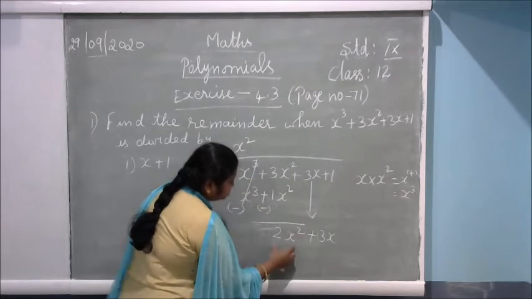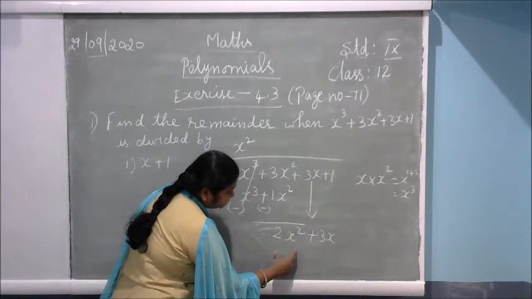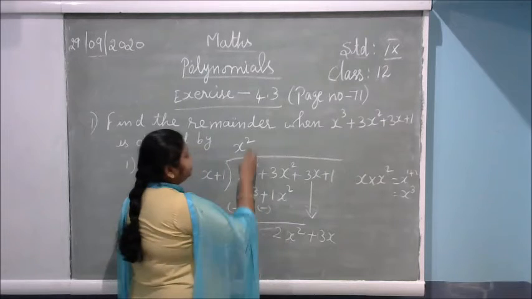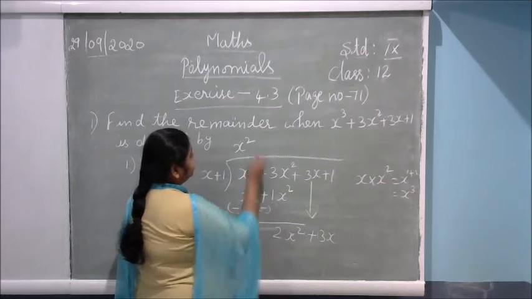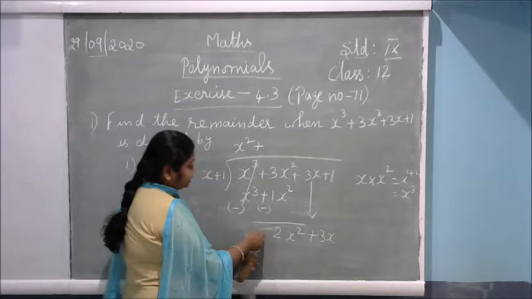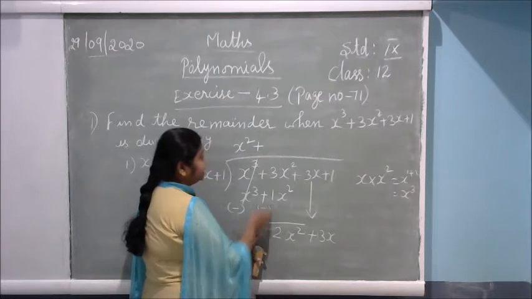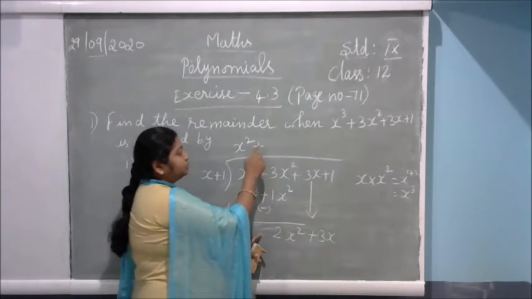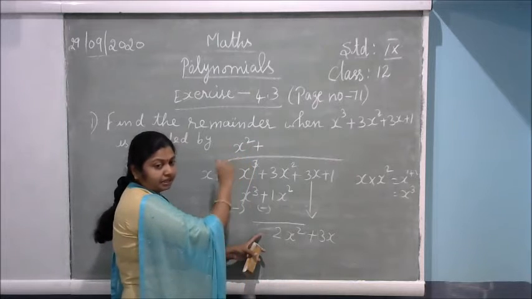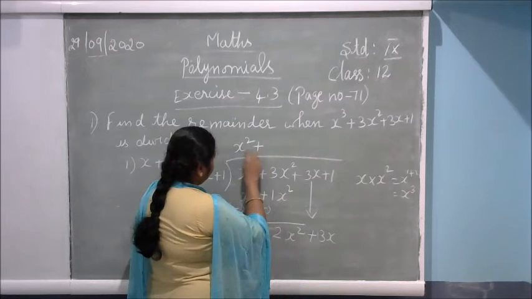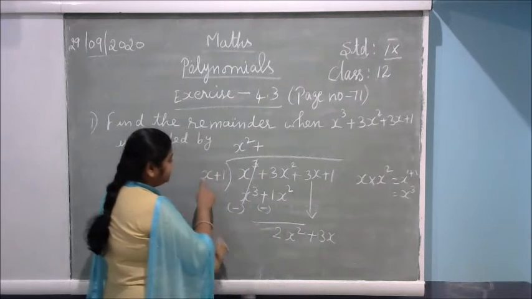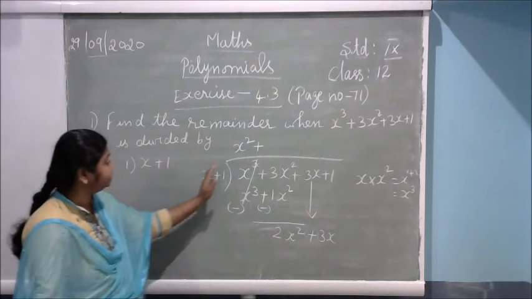After this, the first term you have to make as 2x square. So what will you write here? This is plus, so plus only you have to write. Suppose minus is there, then in the quotient also you have to put the minus sign. Plus, after both, x is here. In the divisor, the first term is x.